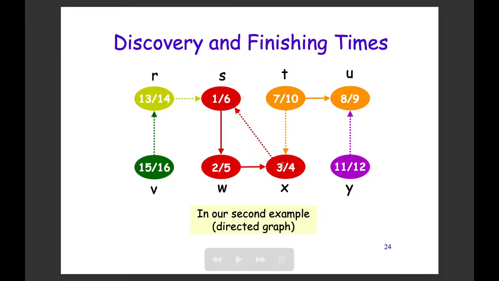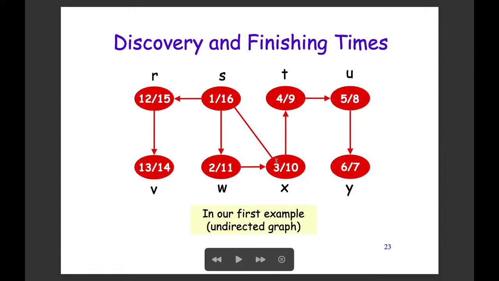So first of all, let's look at this example. In this example, you will see 1 to 16 is containing everything. It is because this is the source node, right? The source node is the one that starts at the earliest time and then finishes at the last time. So this is like the whole interval that is containing everyone.